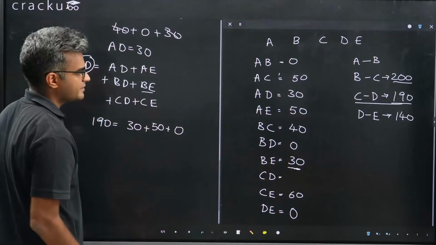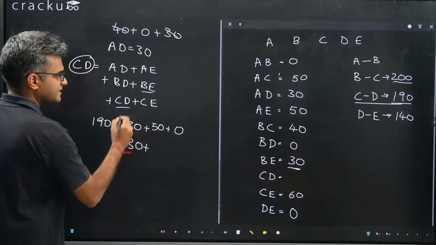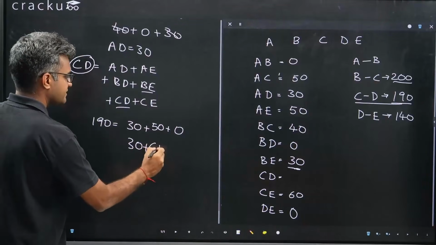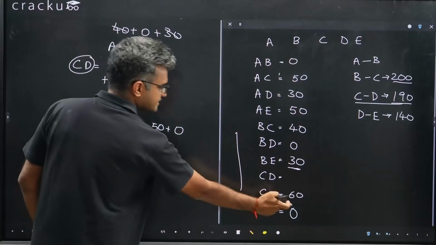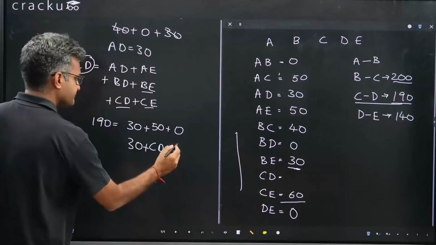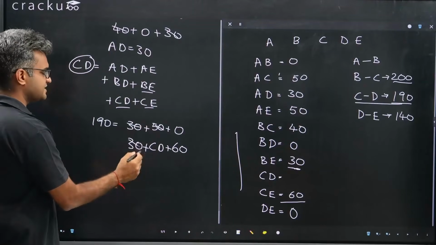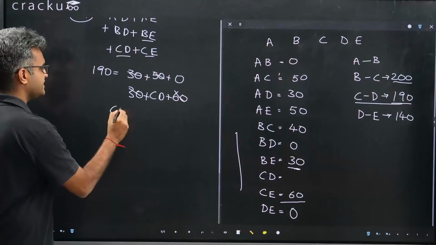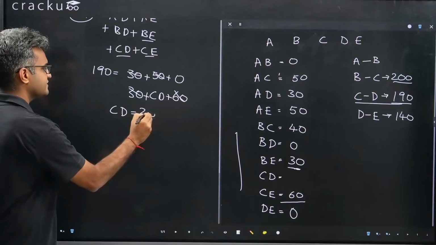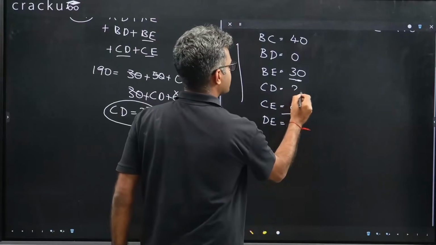BE, BE will be 30, CD we don't know the value of CD. And what is CE? This CE that we want. CE is equal to 60 over here. 30 plus 50 is 80 plus 30 is 110 plus 60 is 170. So the value of CD is 190 minus 170, which is equal to 20. So this CD will be equal to 20.